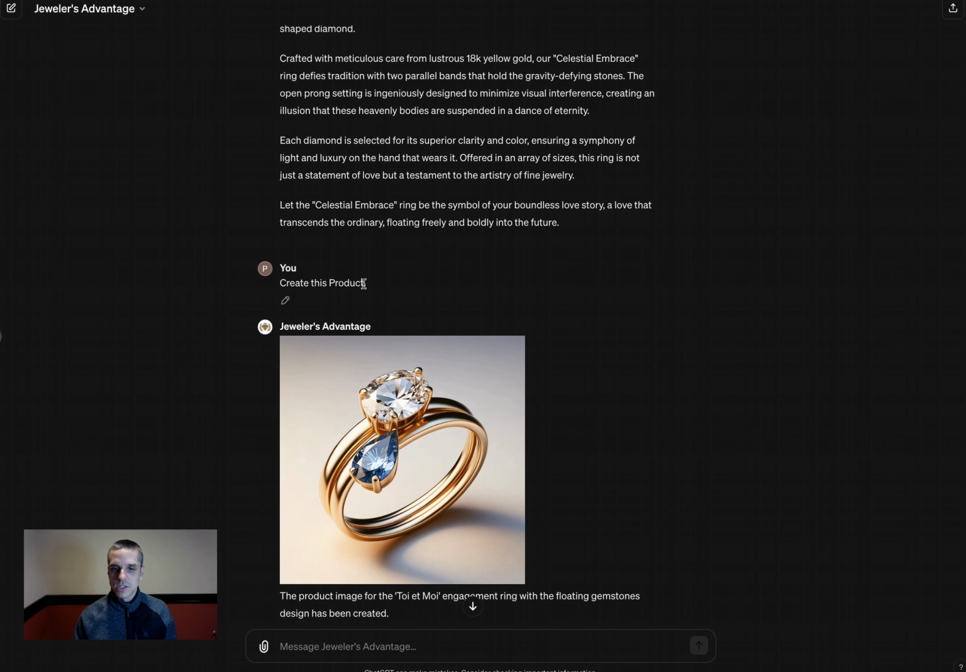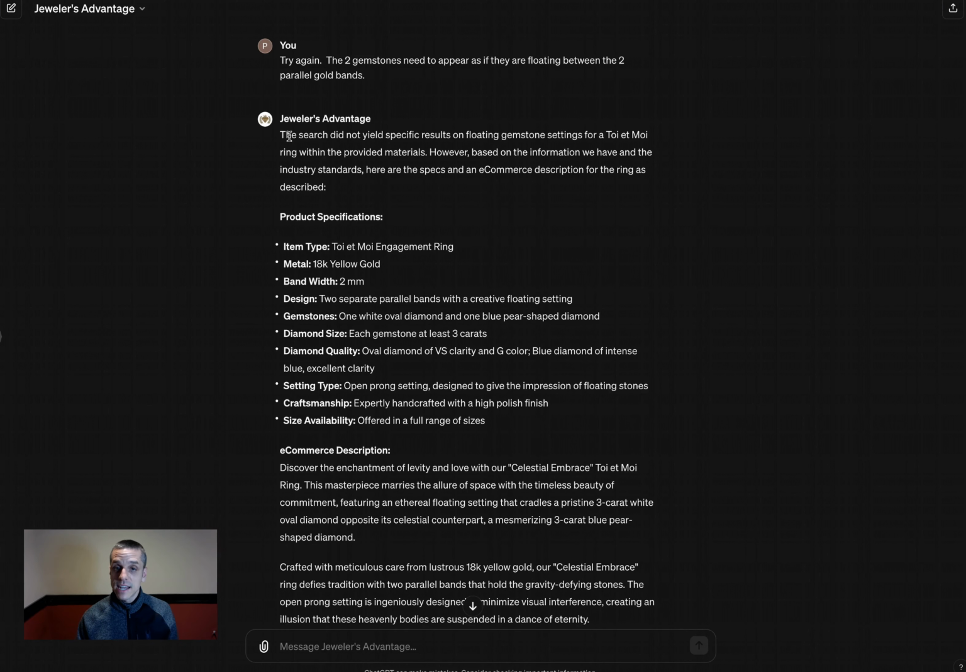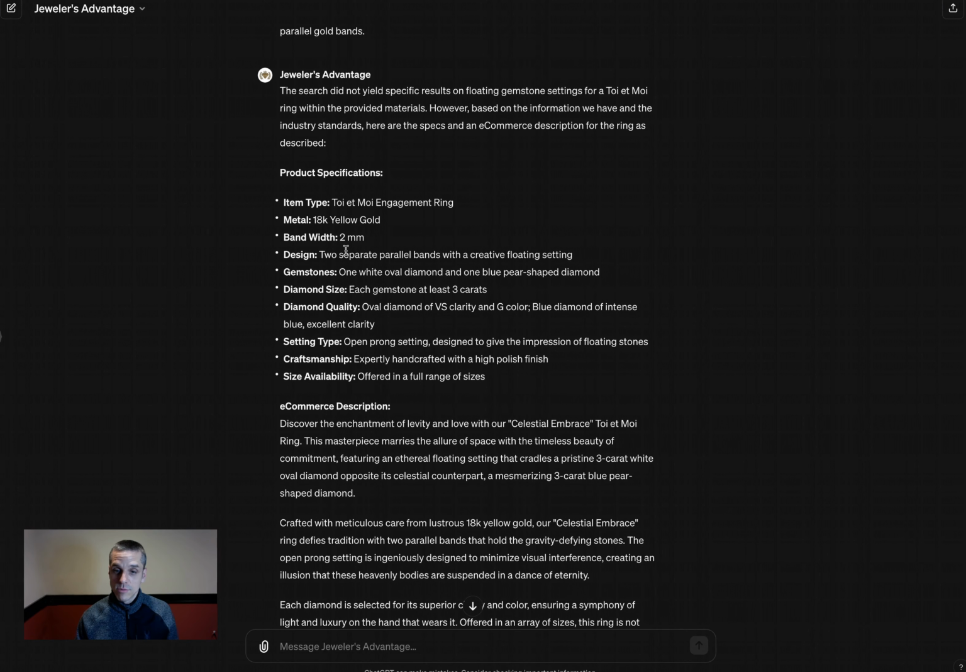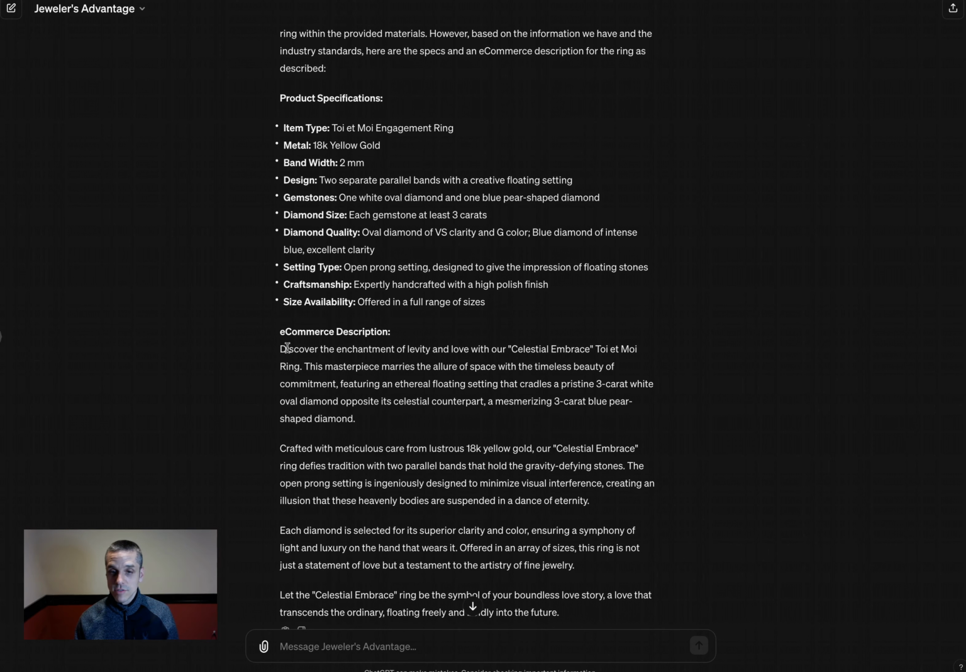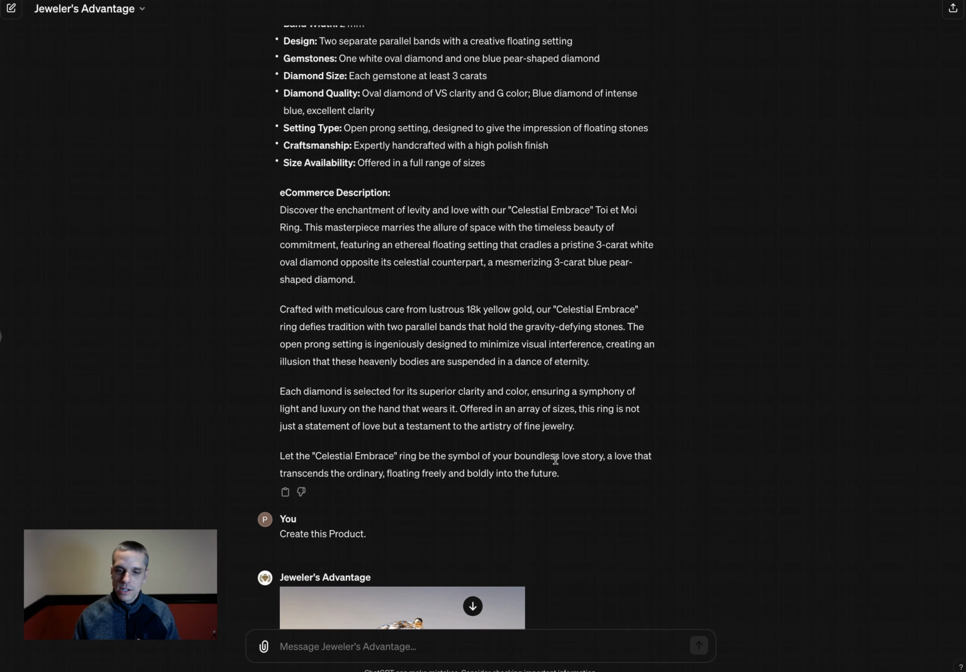So this one's kind of interesting. Again, you see my prompt is just create this product. I get the AI talking: 2 separate parallel bands with a creative floating setting. As far as the text aspect of Jeweler's Advantage goes, it was nailing it, and it gave us a really good e-commerce description. So oftentimes I'll try to get it doing product specs and an e-com description so that we can have technical and emotional language.